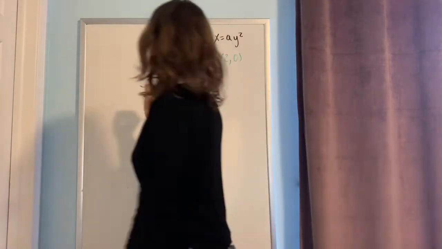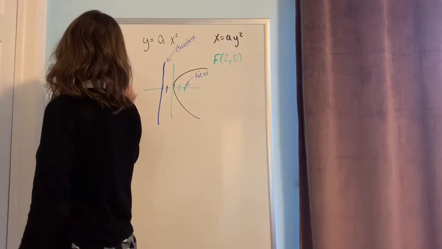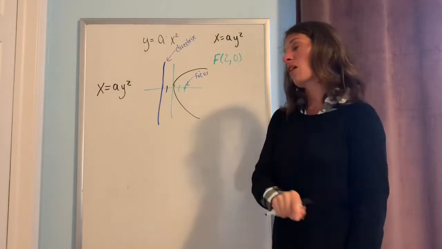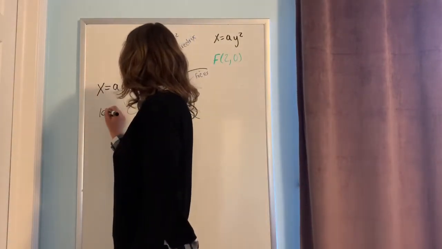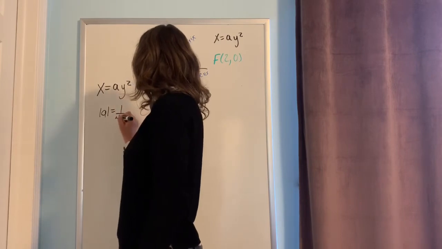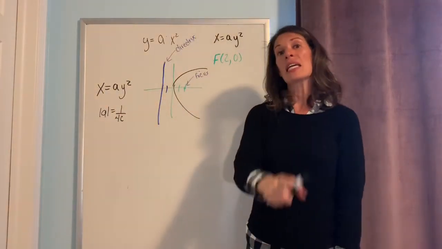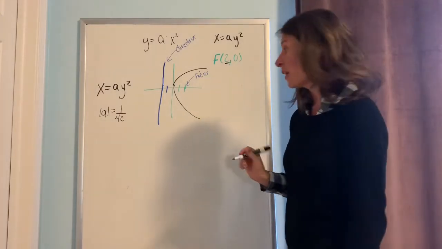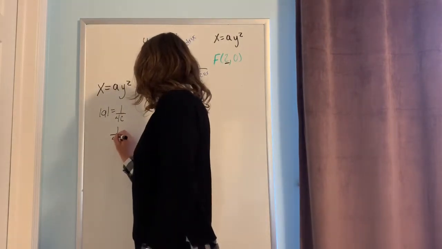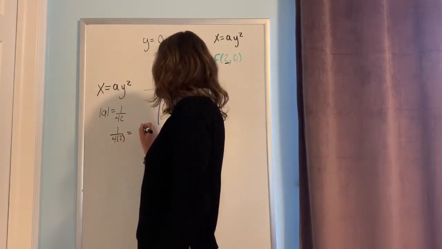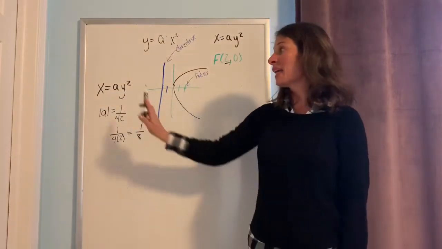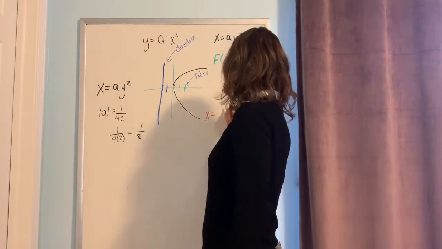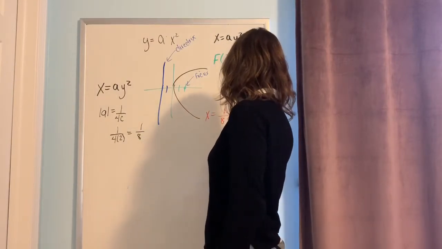So we know that our equation is x is equal to a y squared, and we know that it's going to be positive. We also know that the absolute value of a is equal to 1 over 4c. Now c is the number in my focus, 2. So I'm just going to substitute that in: 1 over 4 times 2, and that is equal to 1 over 8. So my equation here is going to be x equals 1 over 8 y squared.